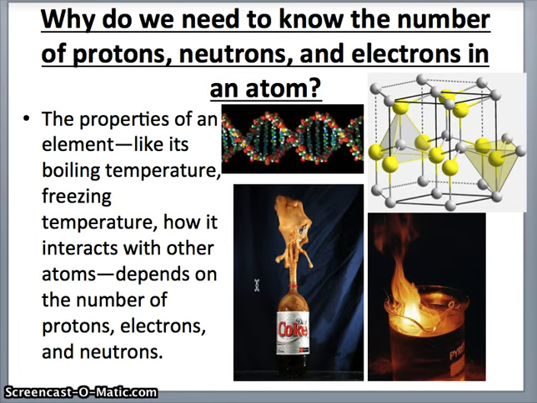Finally, let's talk about why we need to know the number of protons, neutrons, and electrons in an atom. A lot of the chemical reactions and properties of a substance come from the properties of the atoms that make it up. So to understand the structure of DNA and why it's shaped like this, you need to know what kind of atoms make the DNA and how the different particles, protons and neutrons and electrons, interact with each other when they are together. Similar to chemical reactions.